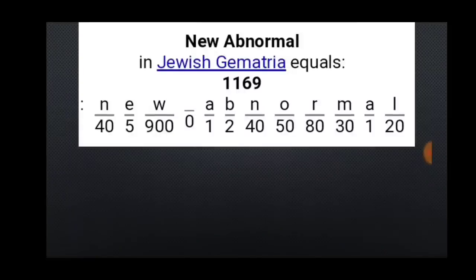All right, anyway, so new abnormal, because that's in quotes, it is gematria, okay? And so here it is, 1169. Now, I got to say something about 9, okay?